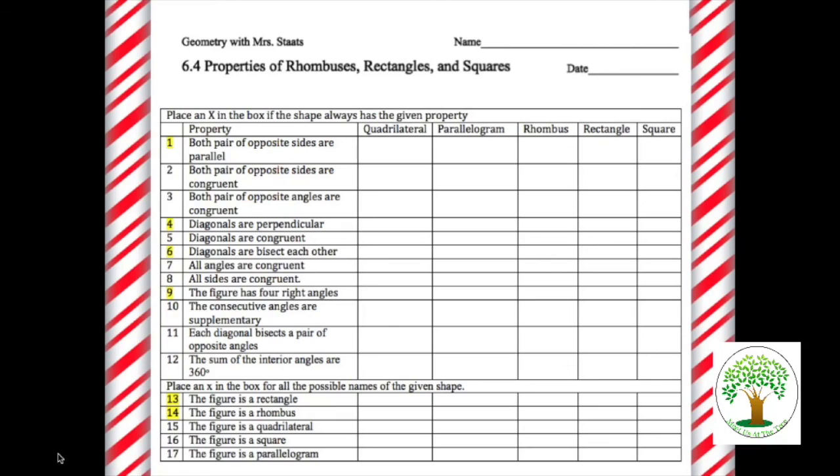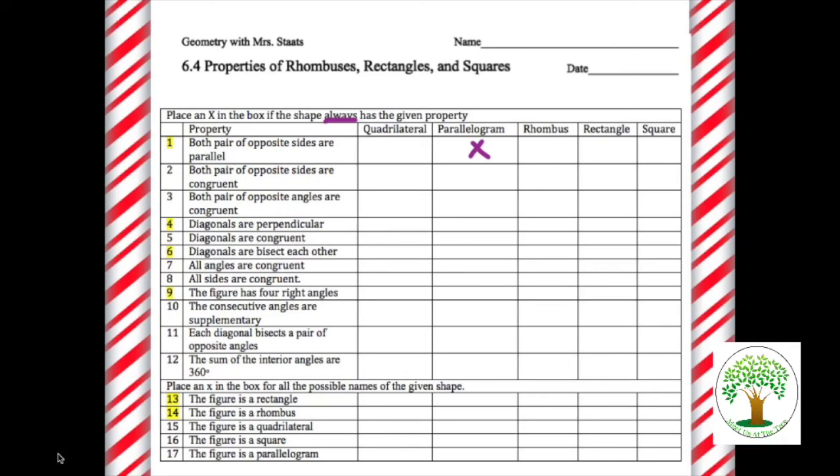All right. So at the top, the instructions tell us to place an X in the box if the shape always, and the key word is always, has the given property. Not sometimes, but always. So, the pair of opposite sides are parallel. Which of those did you learn last week have opposite sides parallel? Parallelograms, okay.